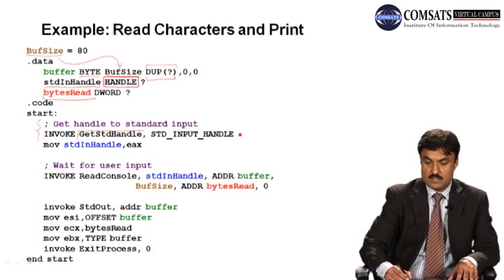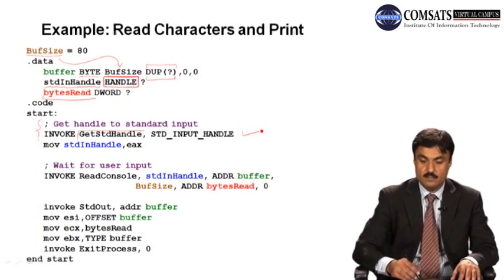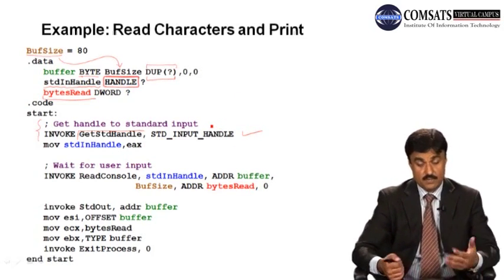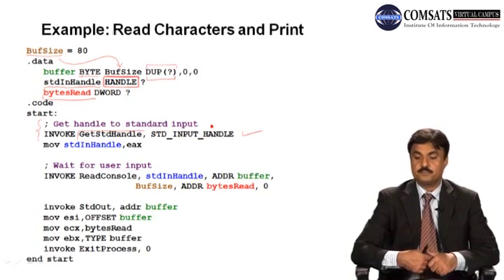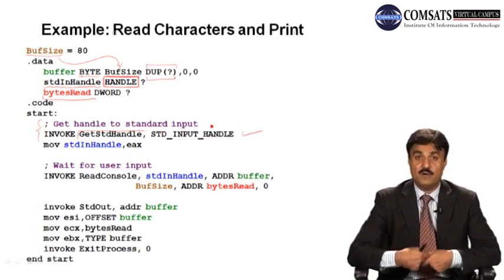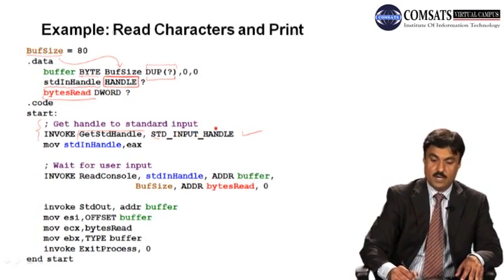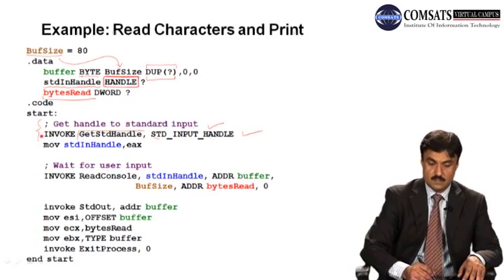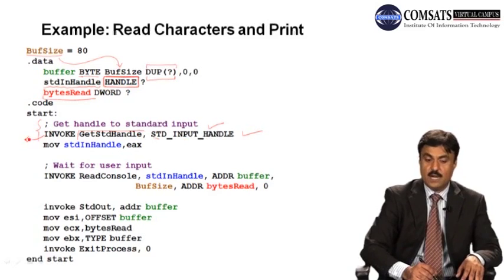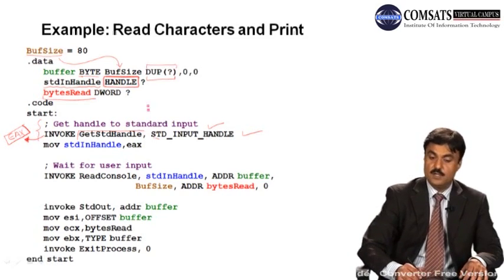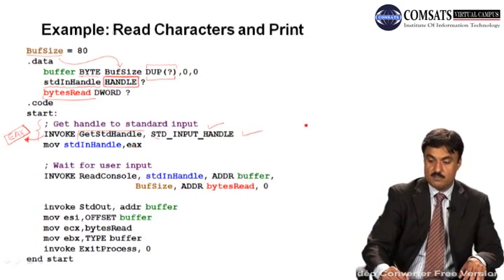First of all, we get the standard handle. What type of handle do we need if we want to read characters? We need the standard input handle. If this instruction has successfully completed its execution, then the handle should be inside the EAX register. So inside the EAX register we have got the handle, and this handle is an object that will control the devices.